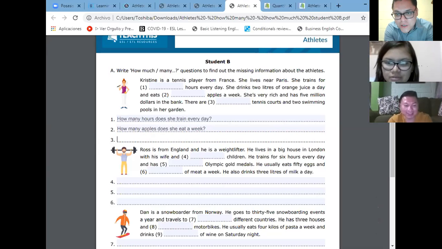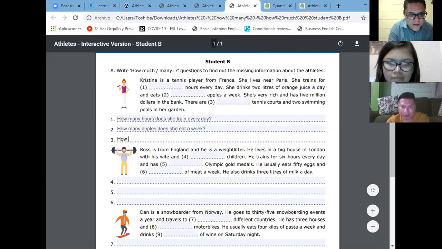And there are tennis courts. Okay, so how many? Tennis courts. How many tennis courts? In her garden. Are in her garden. Correct. All right. Okay, teacher.